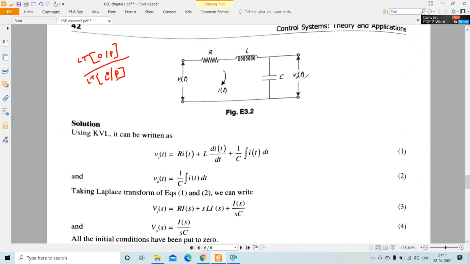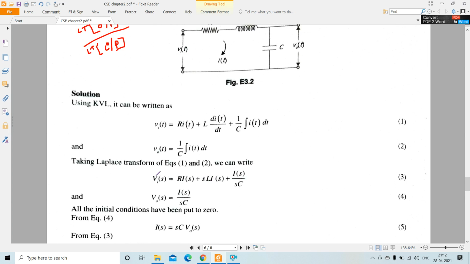See, v0(t) is the output signal, vi(t) is the input signal. If we put KVL in this loop where R, L, C is there, i(t) is the current flowing in this loop, then vi(t) is equal to R into i(t) plus L di(t)/dt plus 1/C integration of i(t) dt. This is the voltage equation for this loop. And for this loop the equation is v0(t) is equal to 1/C integration of i(t) dt.